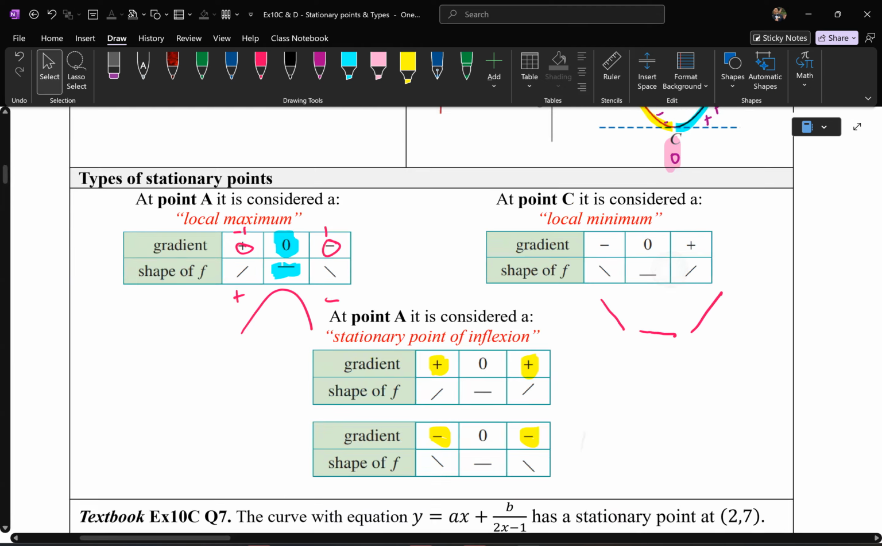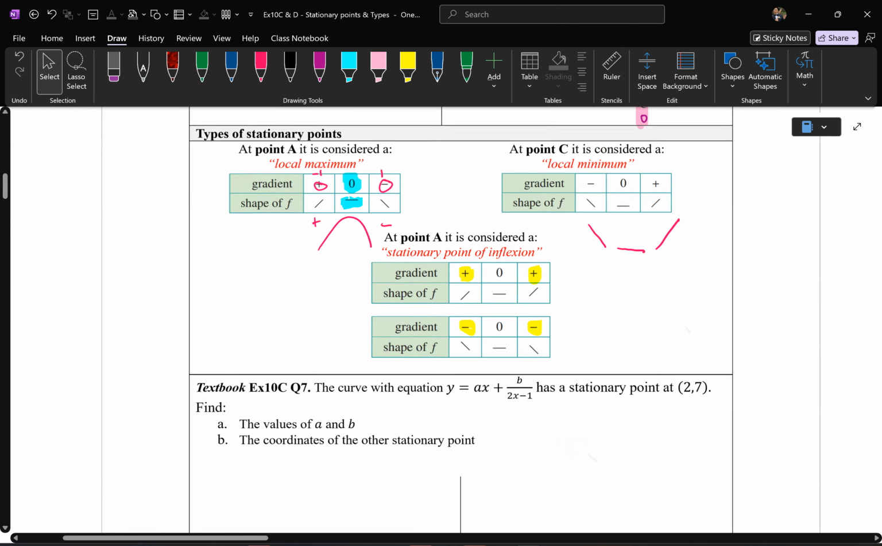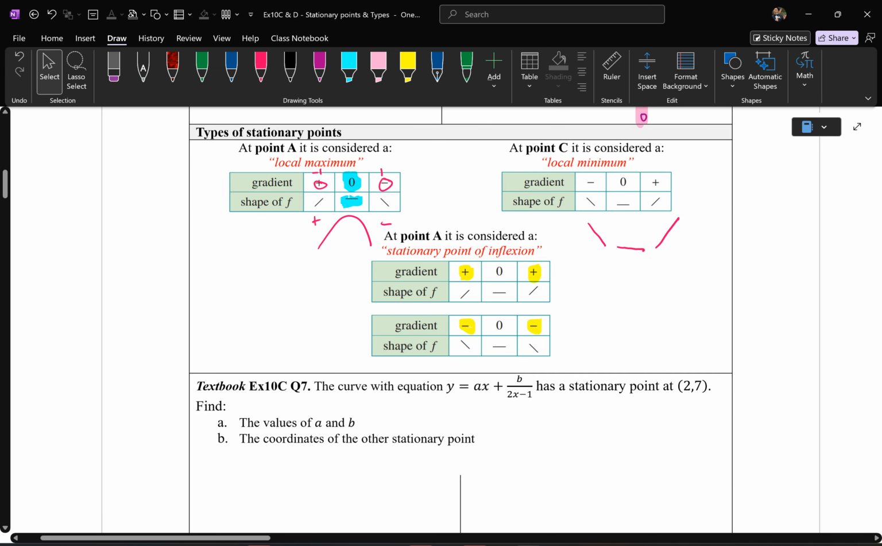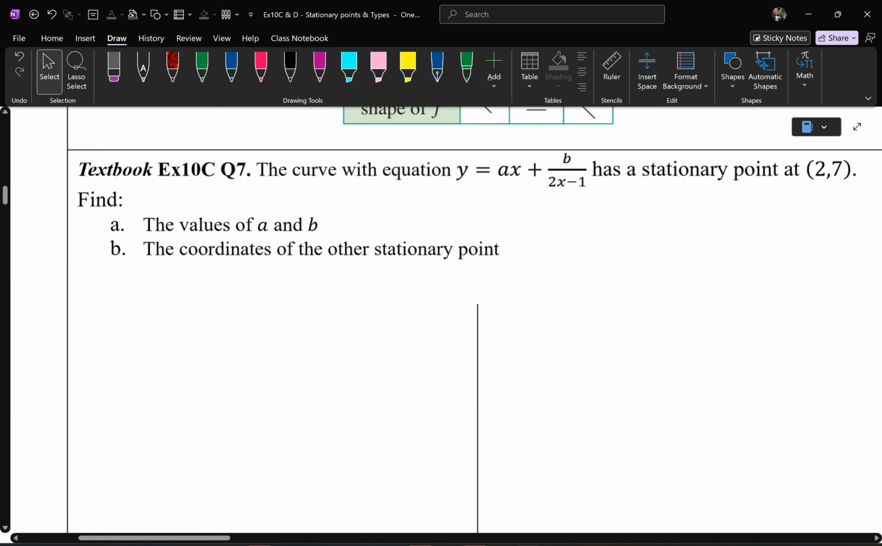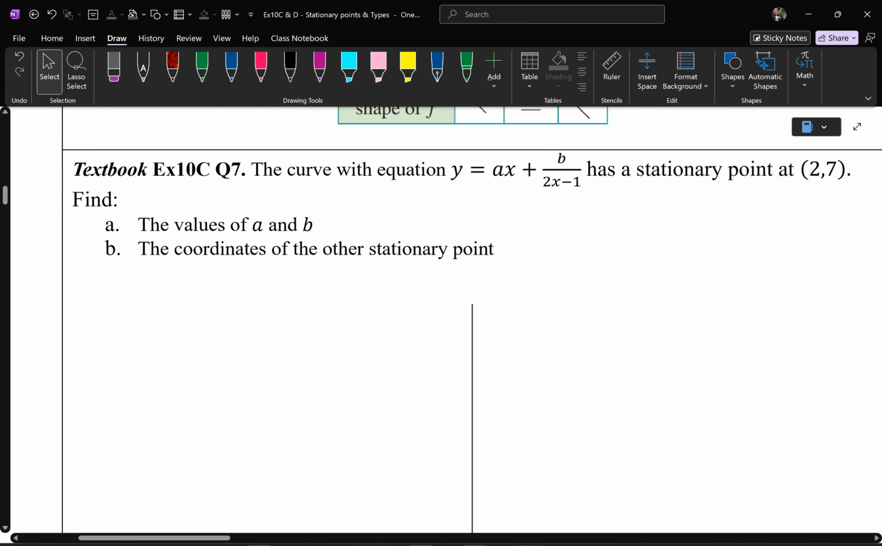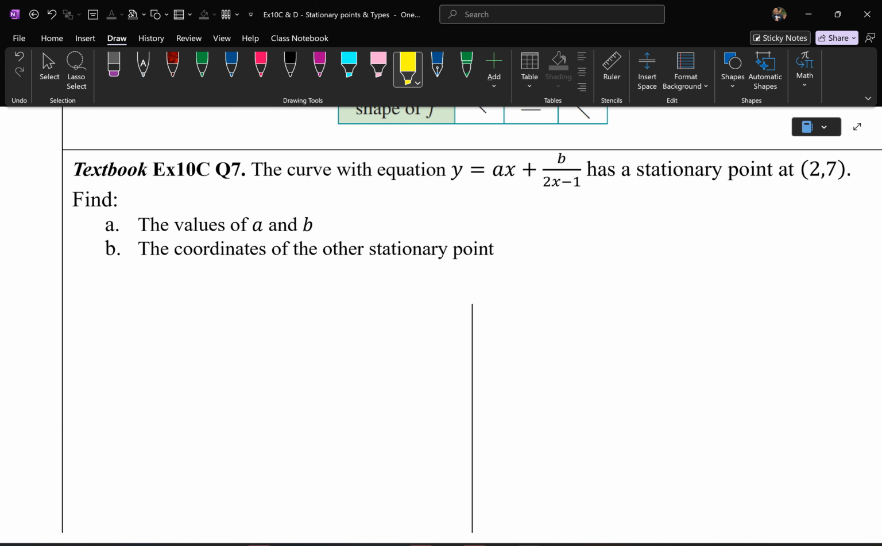Okay? Let's do an example. This is question 7 of exercise 10C. So you've got the gist. We now know stationary points occur when the derivative equals 0. Derivative equals 0 does not tell you the type. You need to use some justification if they ask you to justify. But let's look at this question here. The curve with equation y equals (ax + b) over (2x - 1) has a stationary point at (2, 7).